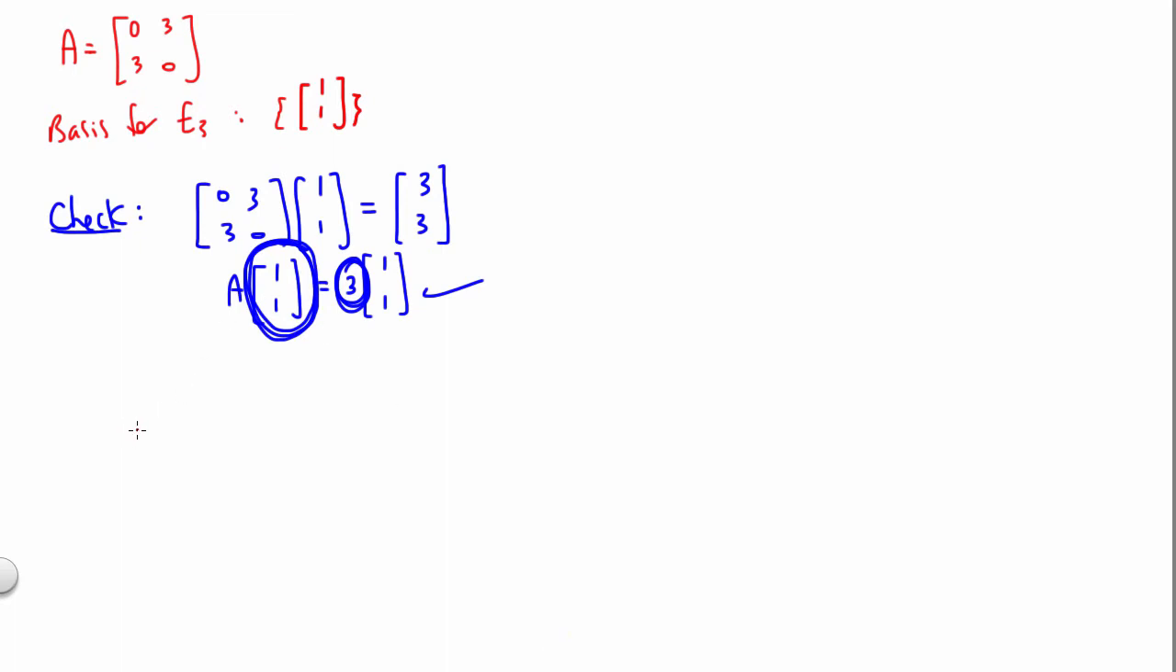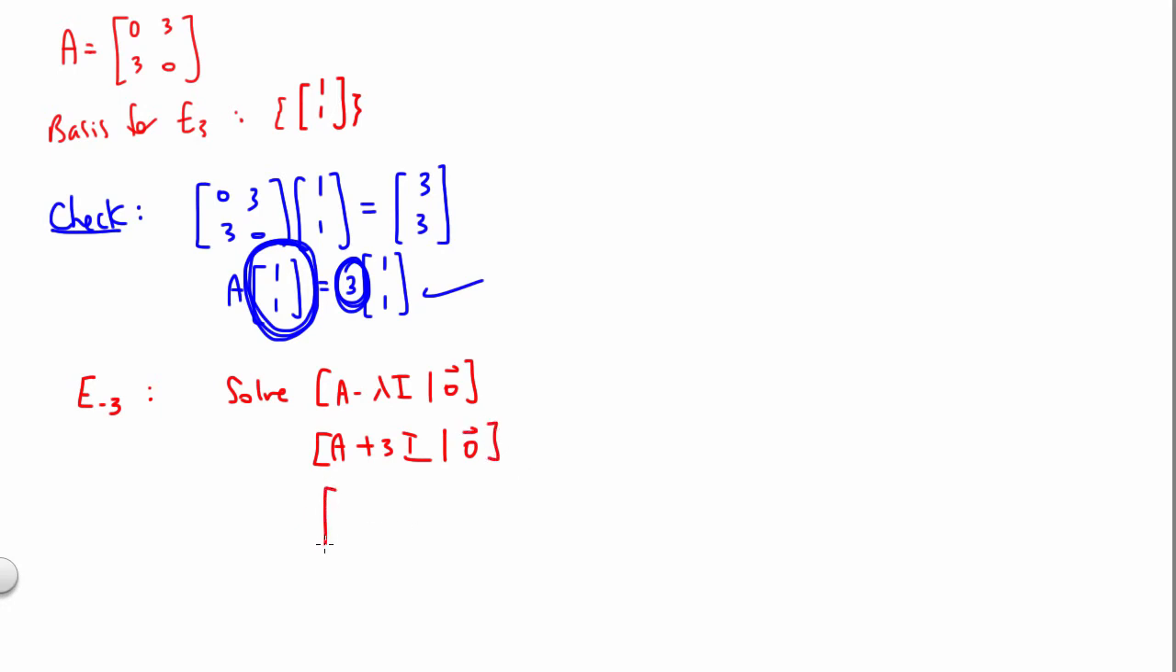Now the problem asked us to find a basis for each eigenspace of the matrix, so we'll now need to look at the second eigenspace, E negative 3. Remember, the general procedure is to solve the system A minus lambda I, and that is a homogeneous system, meaning our constants are all 0. In this particular case, our lambda value is negative 3, so we're really looking at the matrix A plus 3I and going and solving that homogeneous system.